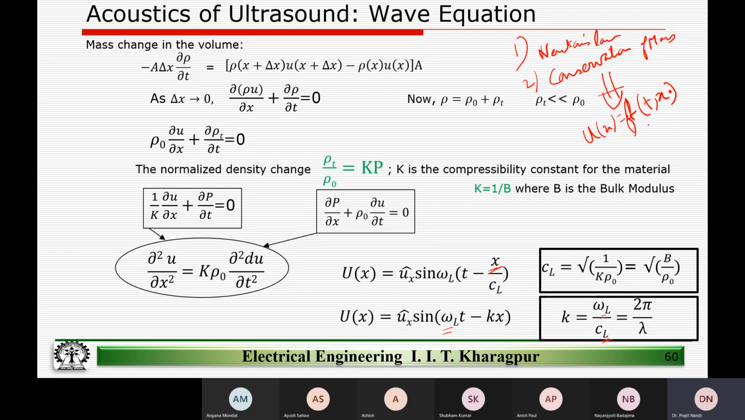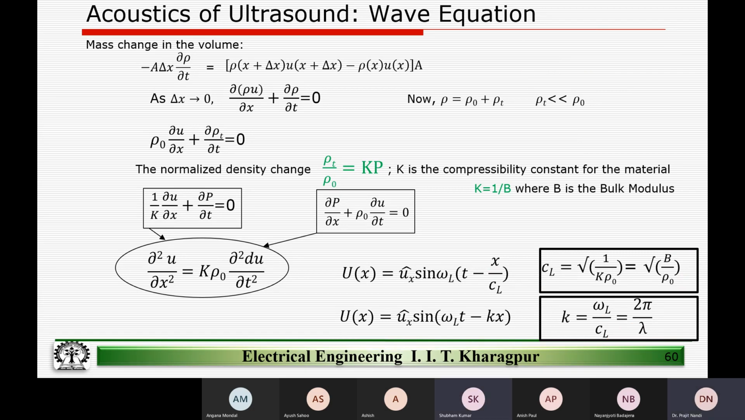And that, you can see C_L, the speed of the wave, is dependent on the density as well as the bulk modulus, and the wave number of course is given by omega_L by C_L, which is equal to 2 pi by the wavelength. So far so good, right? Any questions up to this point?